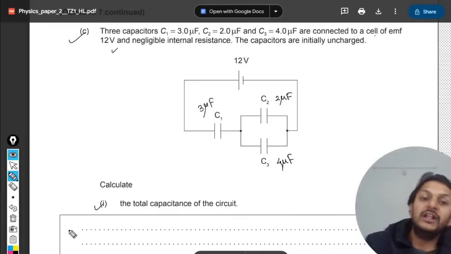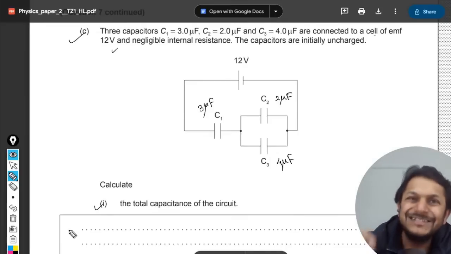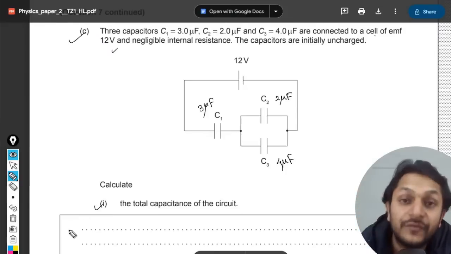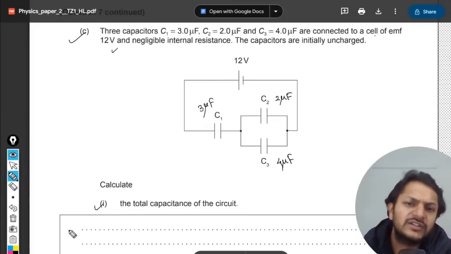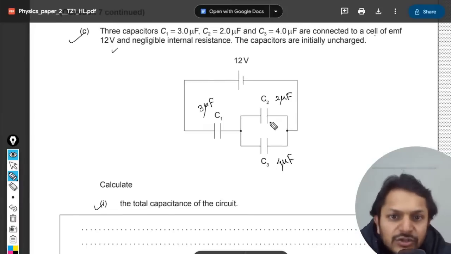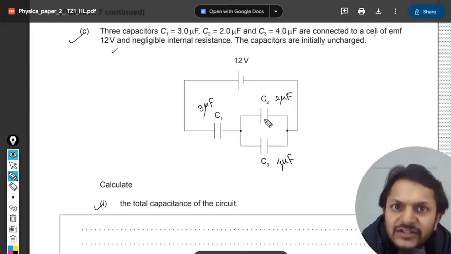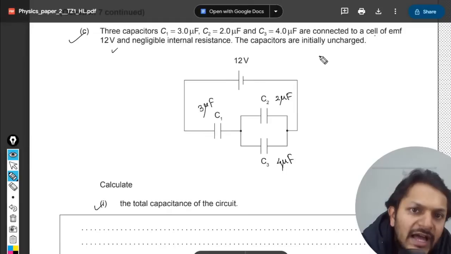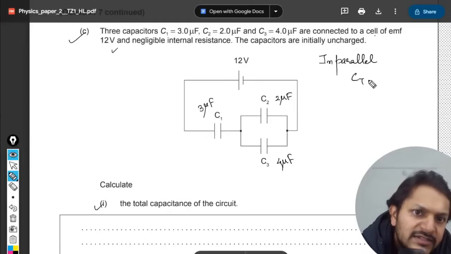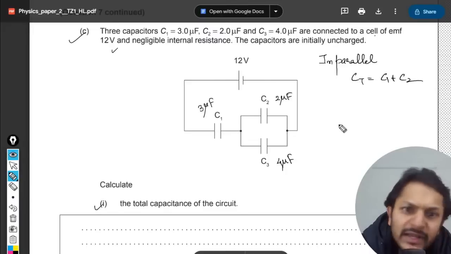So first of all, we have to apply the principles of series and parallel combination to find the total capacitance of this system. That should be easy for the majority of students, but anyways, I would be doing this. So these two capacitors, first of all, are in parallel to each other. So we know that when capacitors are in parallel, C total is taken as C1 plus C2.